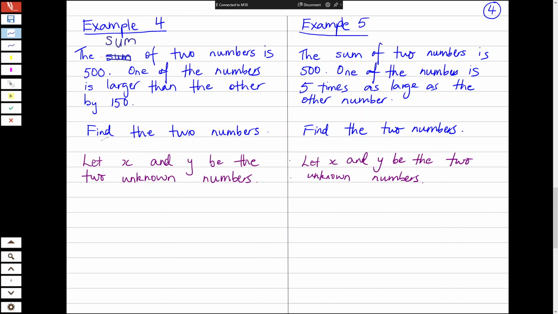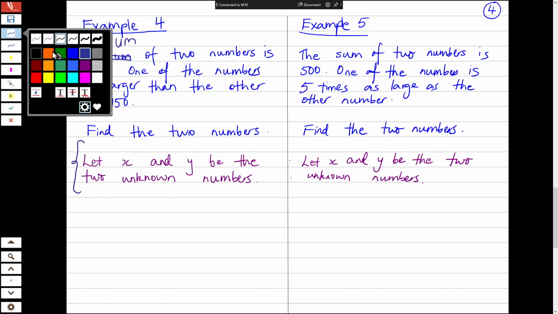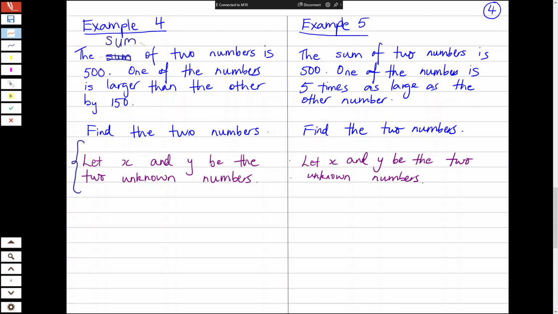So I've set it up for you. I don't know what the numbers are, so I'm going to call them x and y. I need to write down two equations involving both the numbers. Let's start with the first piece of information. The sum is 500. What does sum mean? The added numbers together. Great. So if I add the numbers together, I get 500. This is going to be my first equation: x plus y equals 500. Is that all right?